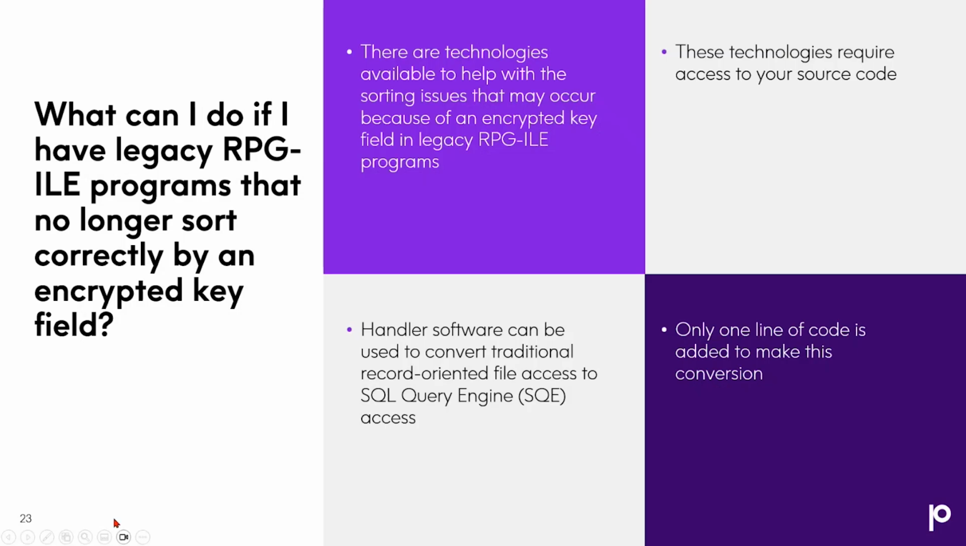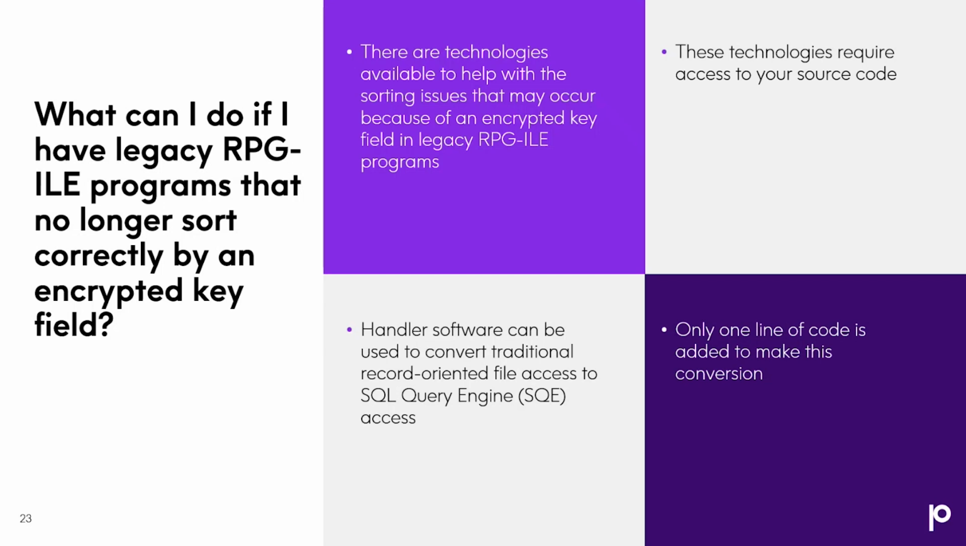So what can you do if you have legacy RPG ILE programs that don't sort correctly anymore? And I typically tell people, if you're not sure, when you're doing something new like this encryption, you should be testing this out in some type of a test or a lower environment first, just to plan for what you're in for, timings, things like this, where, well, I encrypted a key and now all my data is sorted incorrectly. So there's definitely technologies to help with that.